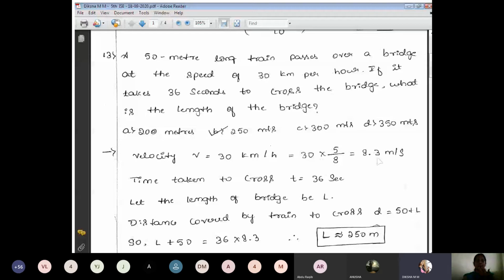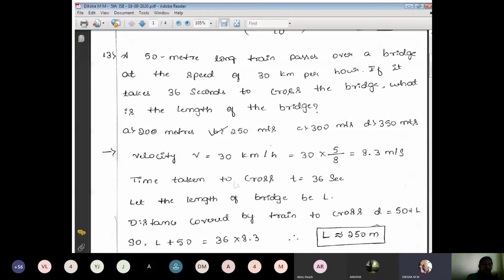5 by 8? 5 by 18, isn't it? Ma'am, that was a mistake, you have written it as 8. Okay, it is 5 by 18. So we have to remember how to convert kilometer per hour into meters per second. We multiply the kilometer per hour by 5 by 18. Yes ma'am. Okay, I will make the correction when I take the printout. Okay, it is 8.3 meters per second.